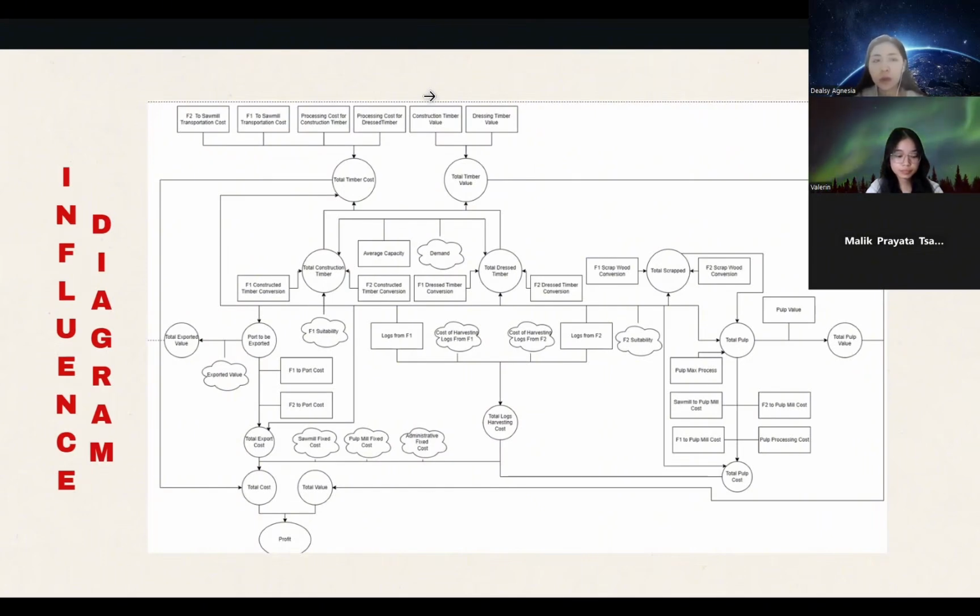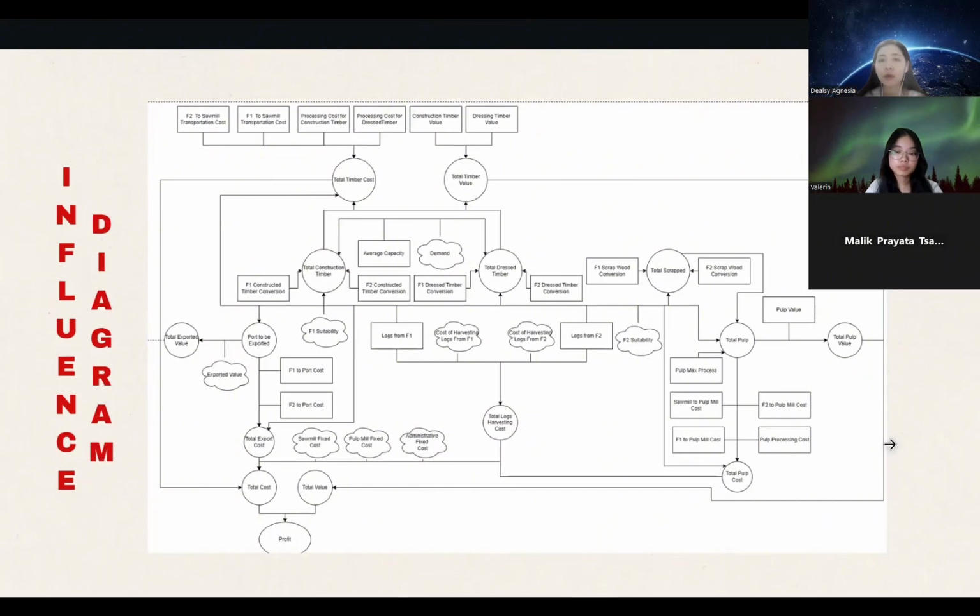Now, for the value, it's exported value times total exported value. For the pulp, total pulp value is pulp value times total pulp. Total timber value is all of the timbers times the timber value of each type of timber. For example, construction timber value and dressing timber value all get totaled and added into one, which gives us the total value of each product. For example, there's the total timber value combined with the total exported value and also total pulp value, while the total cost is from all of the costs from making each product.